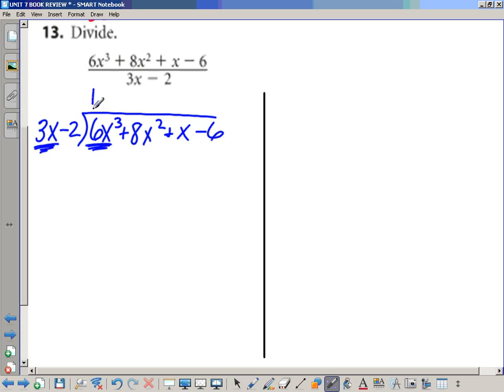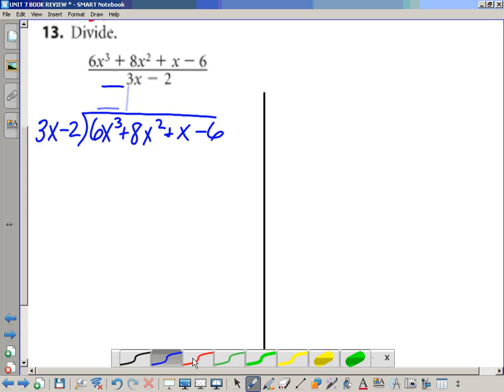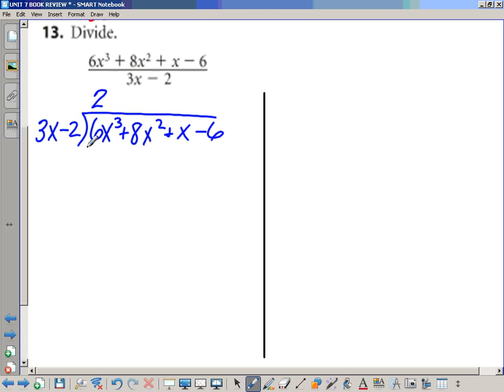and think, what would go up here? What would go up here that you would multiply by 3x to get 6x cubed? You would multiply by 2x squared, right? You get 6x cubed. Now we have to multiply here, which I just did. Here would make minus 4x squared.